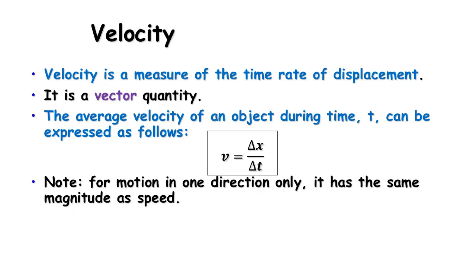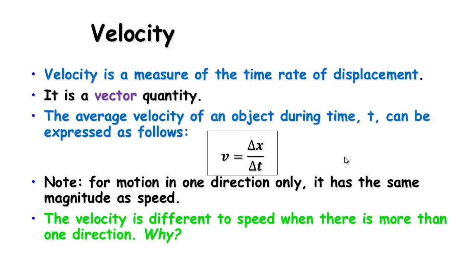Okay, so if we're traveling in a single direction only, the magnitude of this would be the same as it is for speed because the displacement and the distance would be the same. But in contrast, velocity is different when we involve more than one direction, and that's because of the vector nature of displacement compared to distance. If you're not sure what I'm talking about, see screencast 1 for this series.